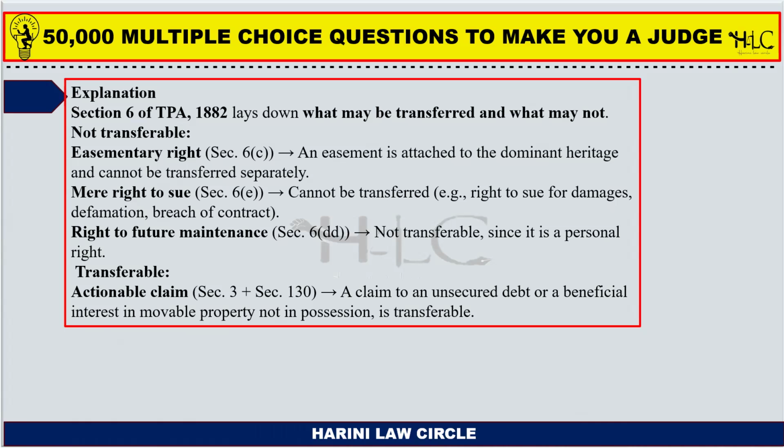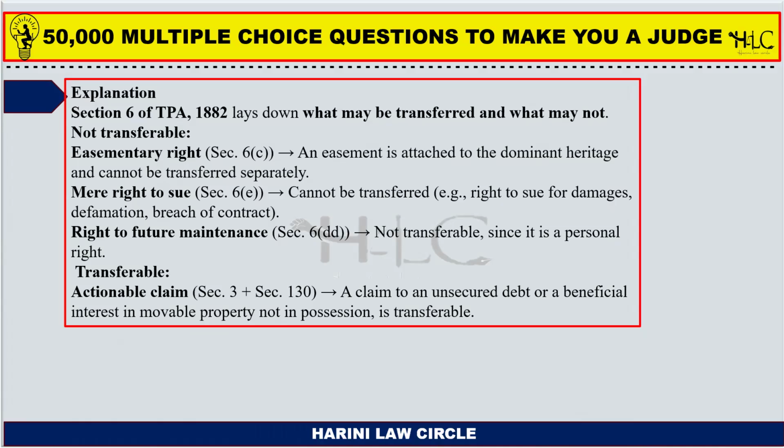Non-transferable properties are easementary rights. When I say easement, the common pathway could be an easementary right between two people. An easement is attached to the dominant heritage and cannot be transferred separately. Mere right to sue: a person has a property, in my name and my ownership, and I just give the right to sue to some other person. Such kind of transfers cannot be made under the Transfer of Property Act.